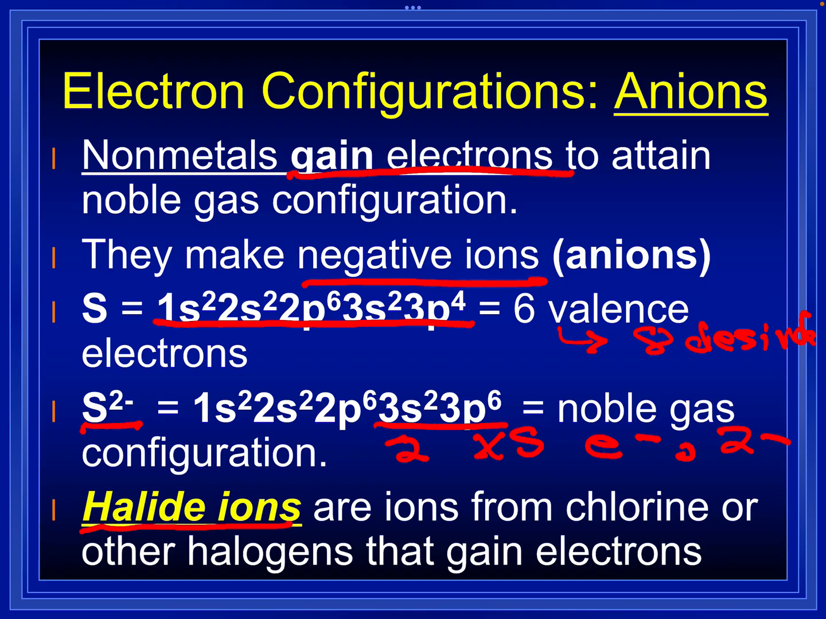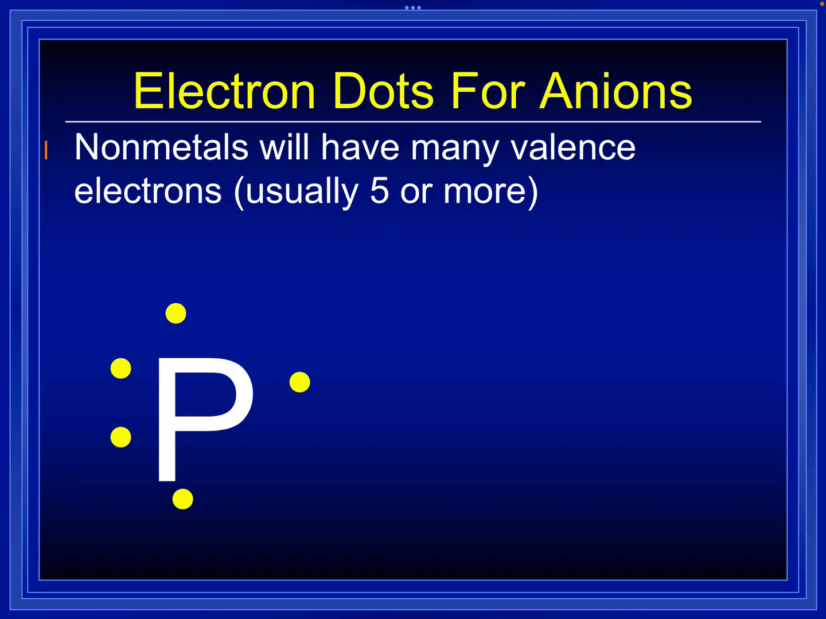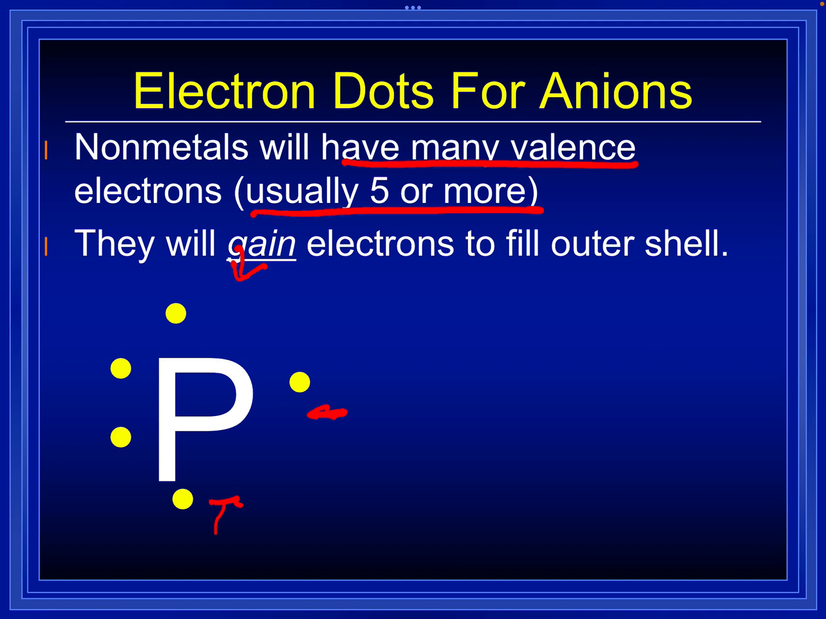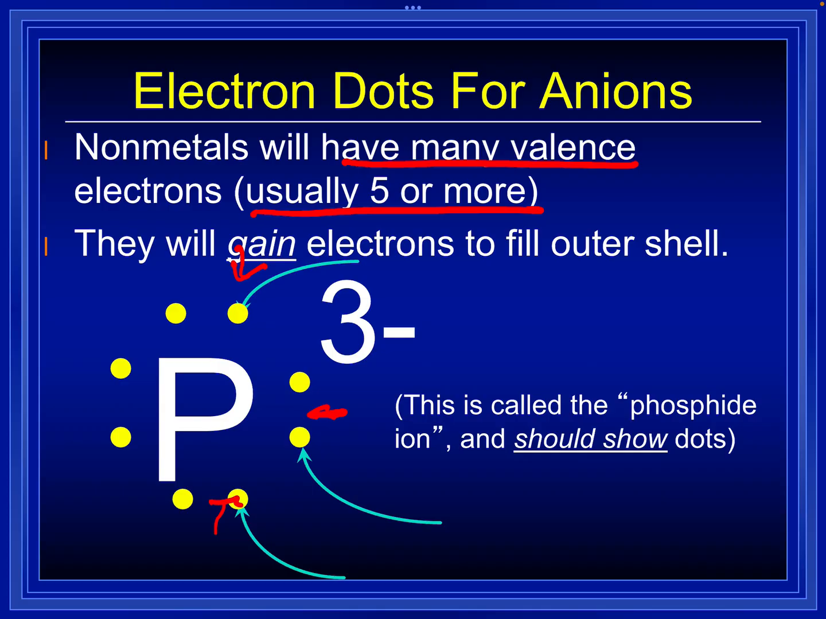Halides, which we've also discussed, are ions formed from halogens. Nonmetals writing electron dots will have more electrons. They usually have 5 or more. So here's phosphorus: 1, 2, 3, 4, 5. We can see that we need 3 electrons. So that's the phosphide ion, and it should show the charge. I often represent these with brackets, so you might see mine with brackets.